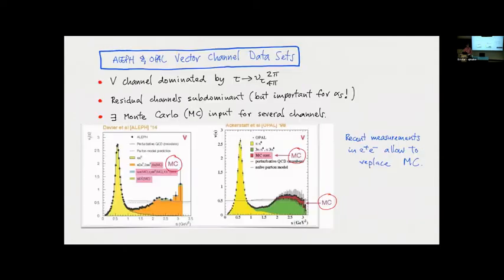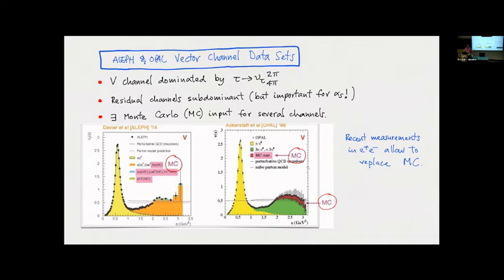So that was theory. Now it's the time for data, okay? So these are the spectral functions determined by Aleph and Opal in the vector channel. And you see that the vector channel is dominated by the decay into 2 pions and 4 pions, but that there are residual channels which are important. You will see that they are important for alpha S. And most of the residual channels, if not all of them, are actually determined using Monte Carlo, so not real data. So this is something that we're going to change.